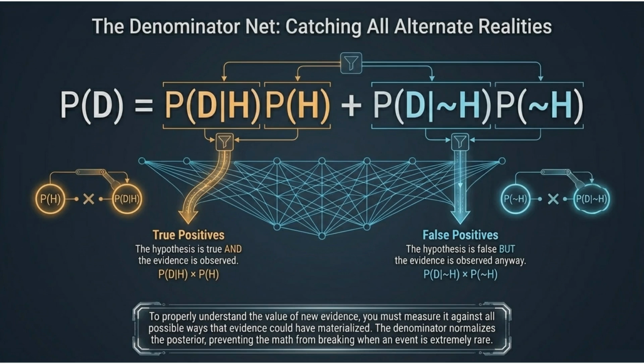The denominator net catches all alternate realities. Total evidence P of D equals true positives plus false positives. P of D given H times P of H plus P of D given not H times P of not H. True positives mean the hypothesis is true and you still see the evidence. False positives mean the hypothesis is false, but the evidence appears anyway. The denominator normalizes the posterior so rare events do not break the math.